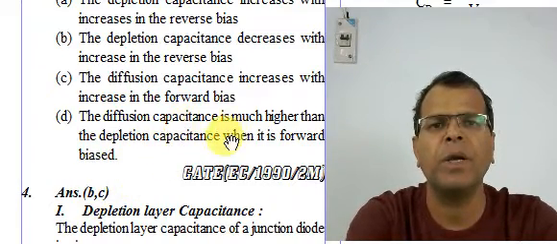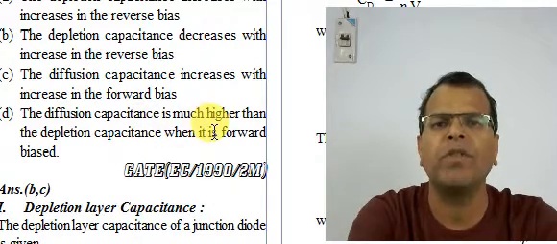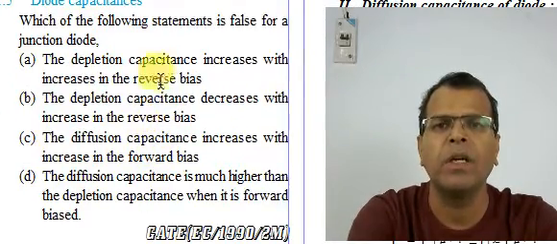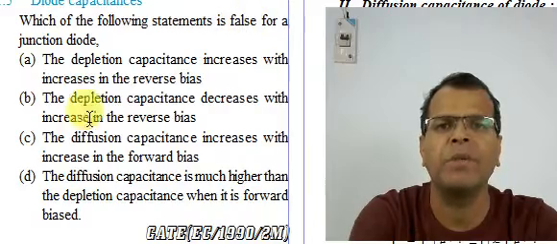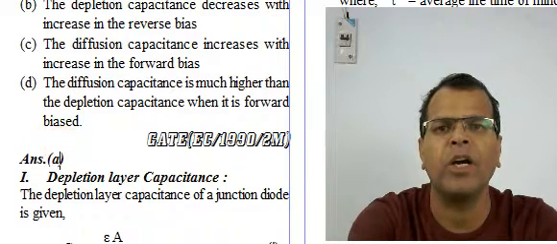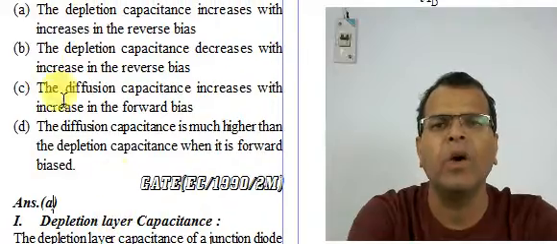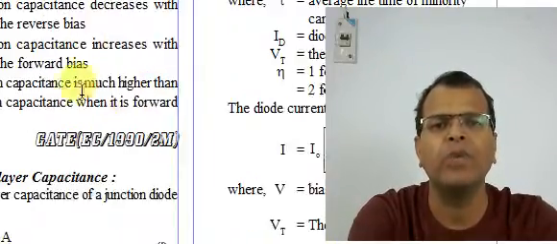The diffusion capacitance is much higher than the depletion capacitance when it is forward bias. That is also correct. So you have to find the false statement. This is true, this is true, this is true. The false statement is A. So I'll just make correction because we have to find the false statement rather than the true. So answer is A. Option A is false. All other options are true, correct.